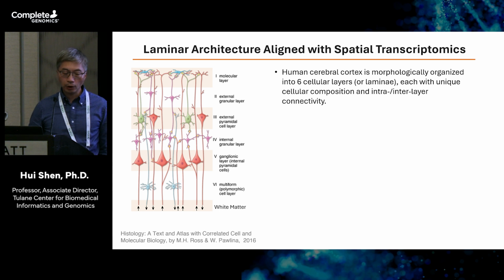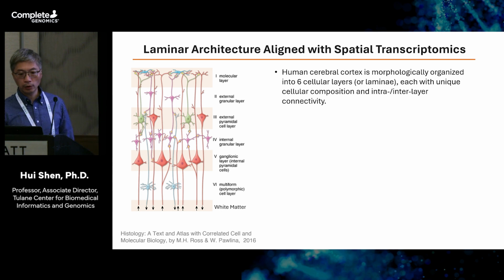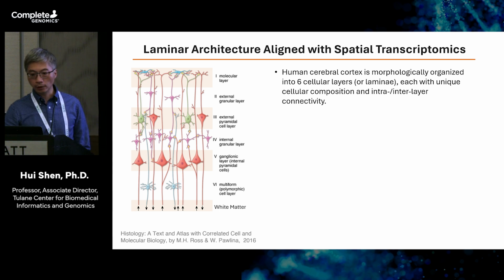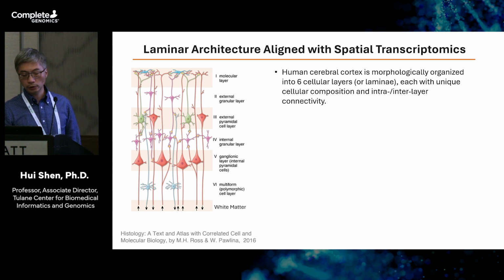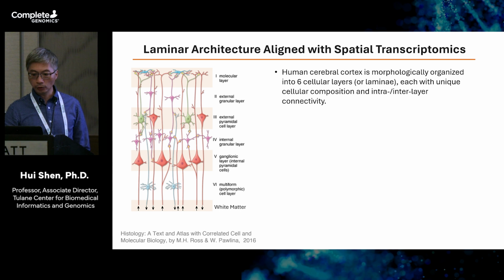Like I mentioned, we started this analysis at different scales. First, we wanted to look at a larger scale to see whether we see any transcriptomic changes. So we focused on the so-called cortical laminae. To give you some background, the human cerebral cortex is normally morphologically organized into 6 layers, or laminae. Each layer has a different cellular composition and intra- or interlayer connectivity.